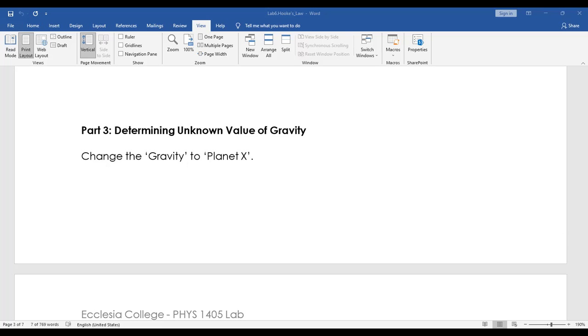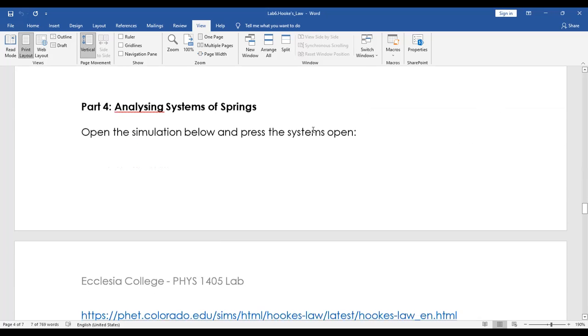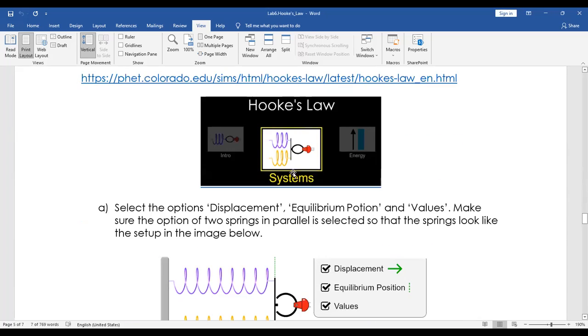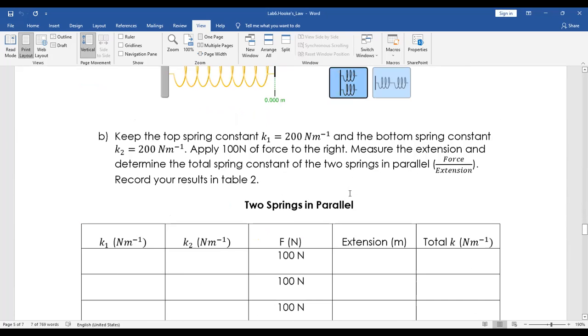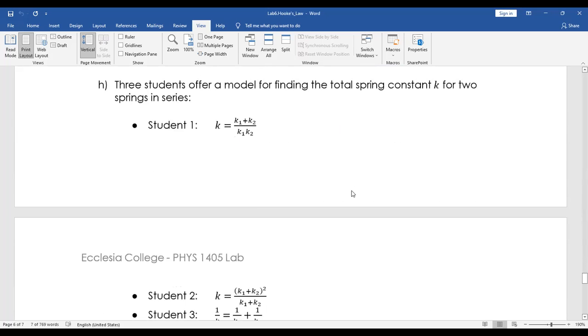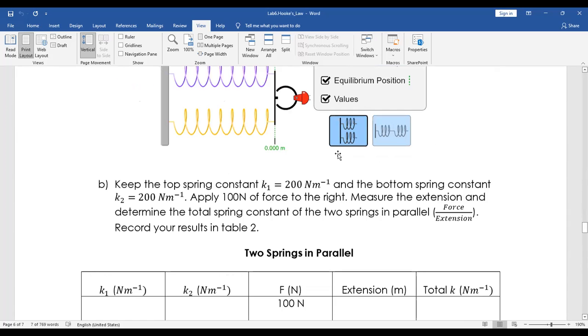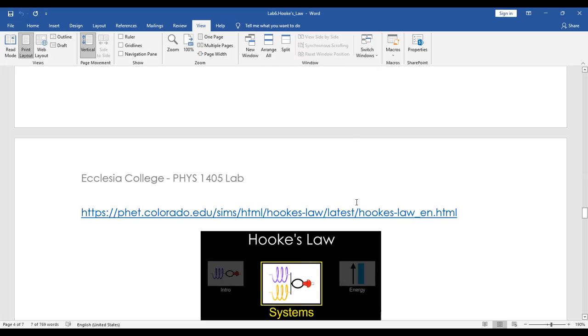The next one is part 4, analyzing systems of springs. In this case, we have to choose the second system, Hooke's law, and the second system. Then we have two kinds of cases, two springs. What happens? You can do it yourself. I have to choose this second one. Then I guess you can do it yourself.